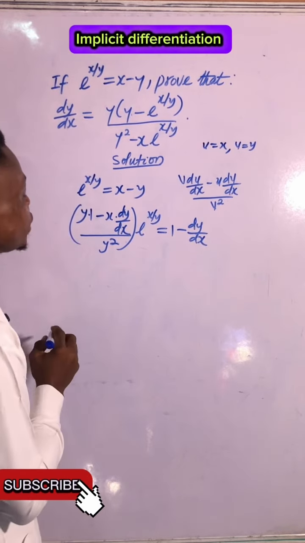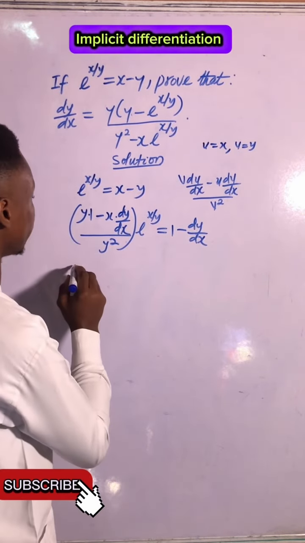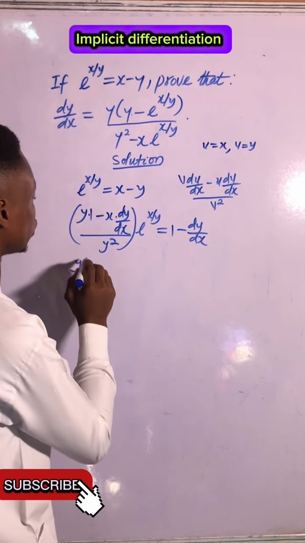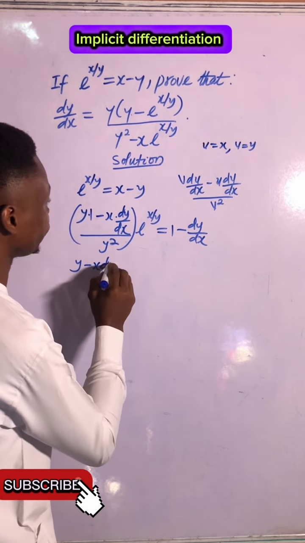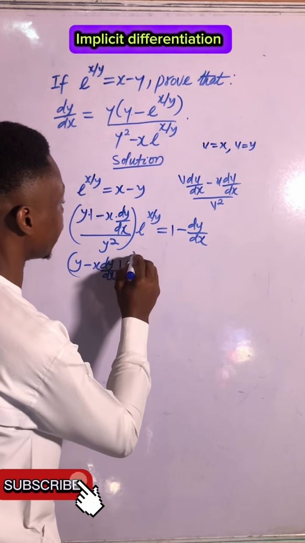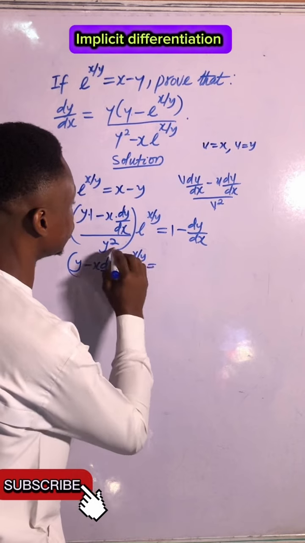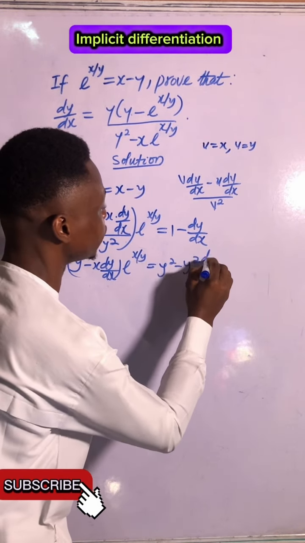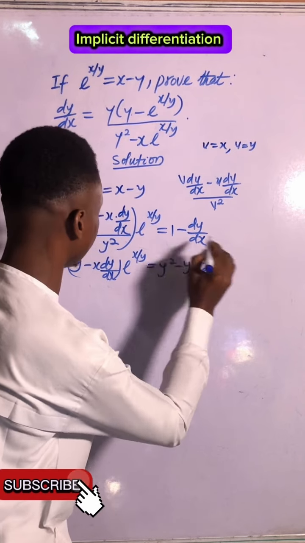Now, in this case, we're going to multiply through by y squared. Multiplying this, we have 1 dot y is y, minus x dy/dx, multiplying e to the power x all over y, equal to y, we will multiply this by y squared, minus y squared dy/dx.